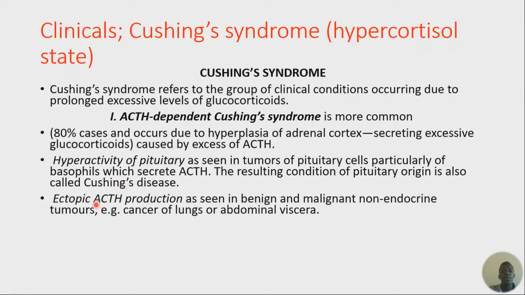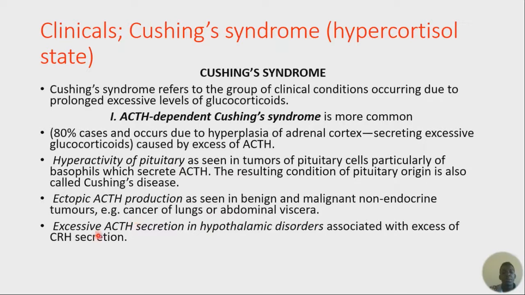Now another cause, well, we have ectopic ACTH production, as seen in benign or malignant non-endocrine tumors, e.g. cancers of the lungs and abdominal viscera. So if we have production of ACTH in tissues other than the pituitary gland basophils, that is ectopic. So it is another cause of hyperplasia and hypercortisol state.